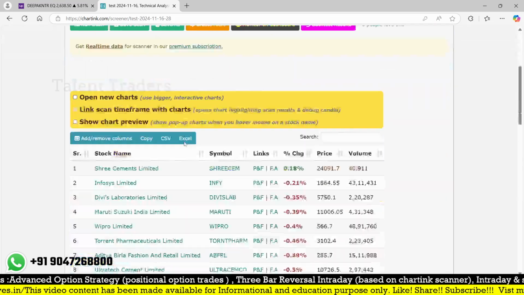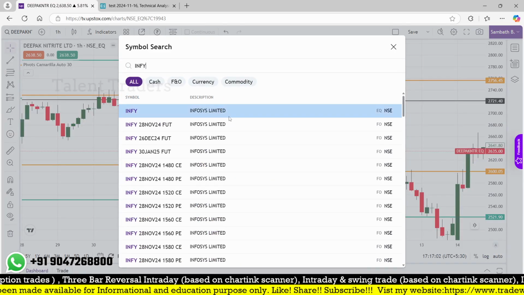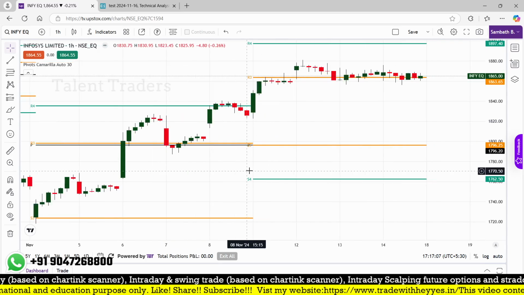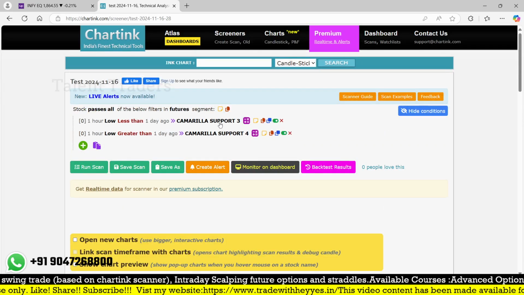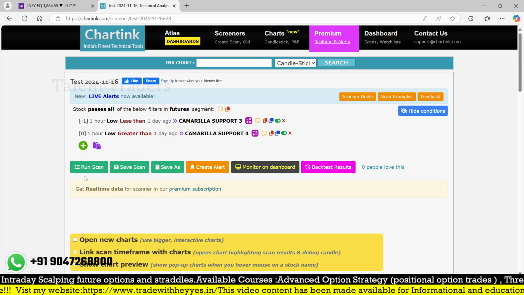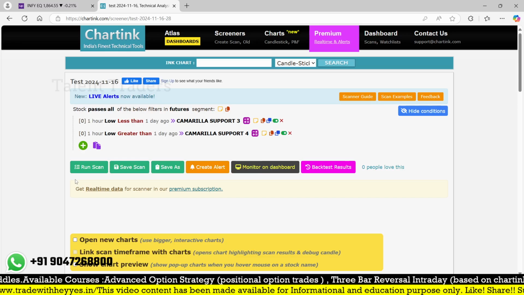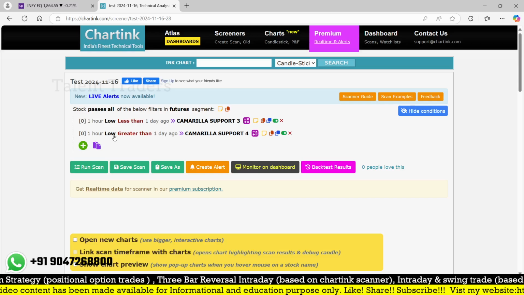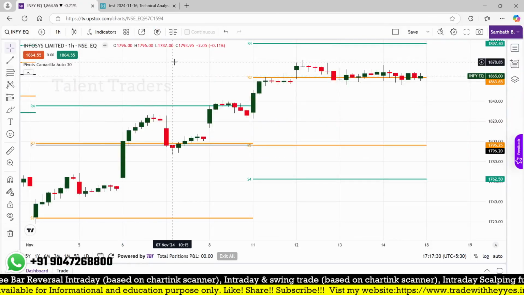So we'll check this. Okay, Siemens, Infosys. Let me check Infosys on the 1 hour time frame, 60 minutes. So the R3 level was support 4 and support 1 hour. Yes, this should be minus 1 hour, and this should be the 1 hour candle. The 1 hour low is less than the 1 day ago Camarilla support 3, and the low is greater than the 1 hour support 4. That's right.